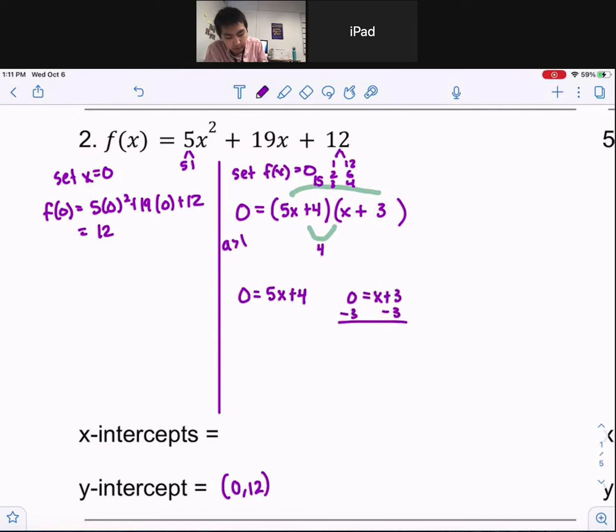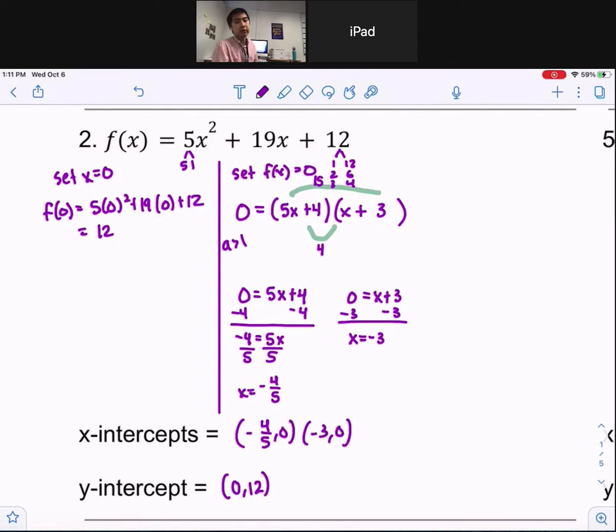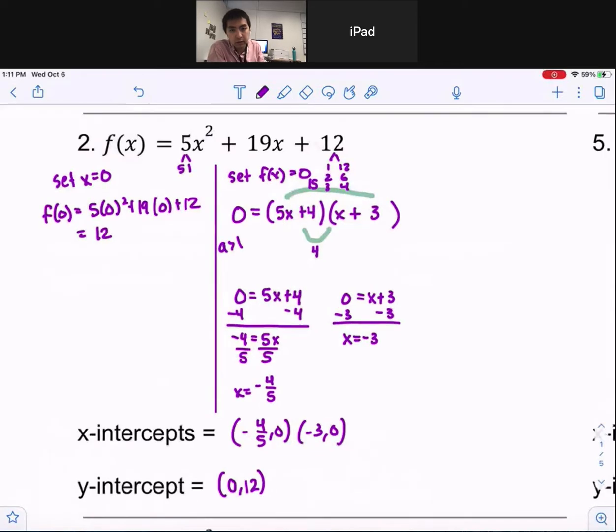Subtract 3 from both sides, and we're going to get x equals negative 3. Here, subtract 4 from both sides. We're going to get negative 4 equals 5x. Divide both sides by 5. X is ultimately going to equal negative 4 fifths. So negative 4 fifths, comma 0, and then negative 3, comma 0. So that was the guess and check.